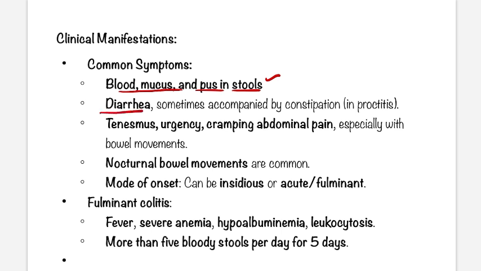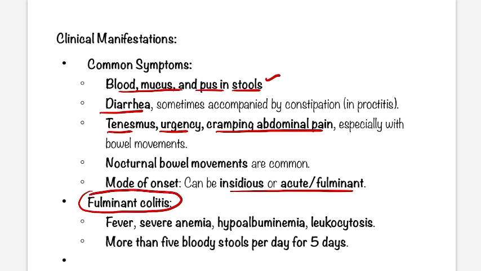Diarrhea, yes. Tenesmus, urgency, cramping abdominal pain, because this is colonic involvement. So colonic features of tenesmus, urgency and cramping abdominal pain are more. Mode of onset can be insidious or acute fulminant. If it is fulminant colitis, you will see the features of fever, severe anemia, hypoalbuminemia, leukocytosis, and more than 5 bloody stools per day for 5 days.